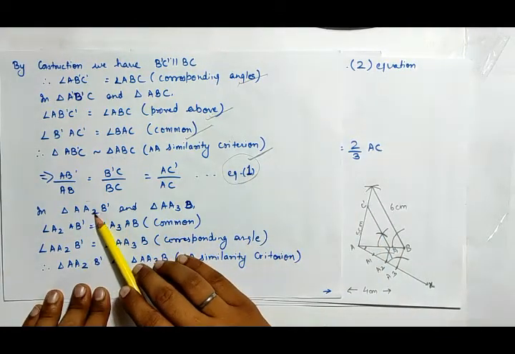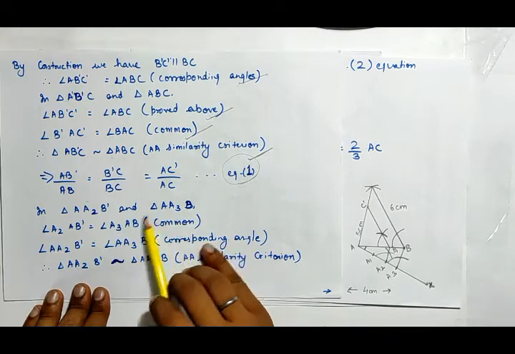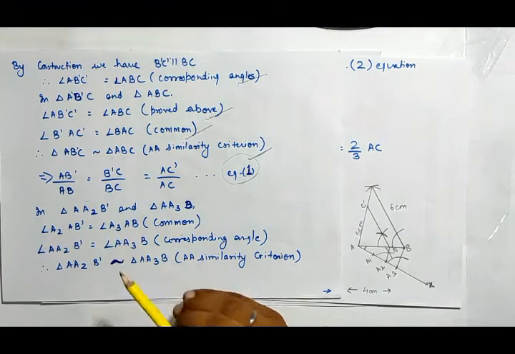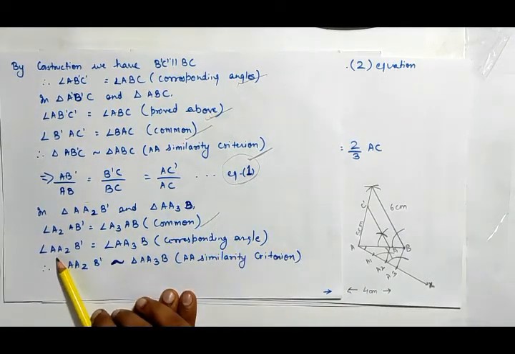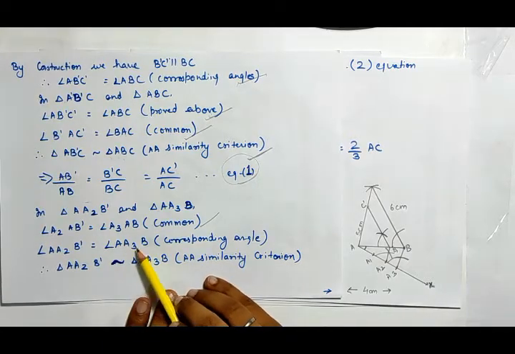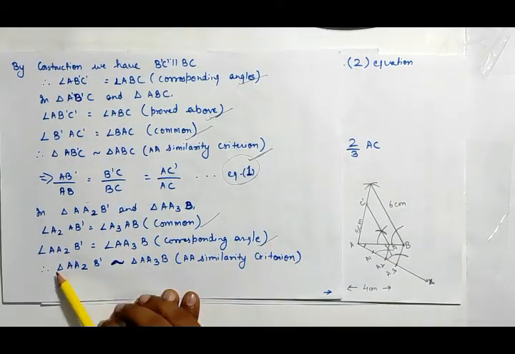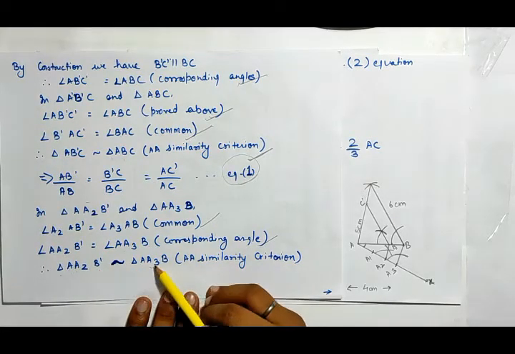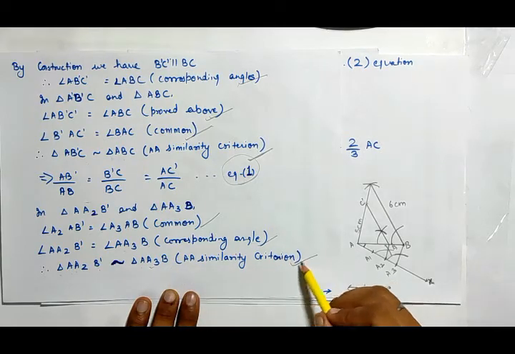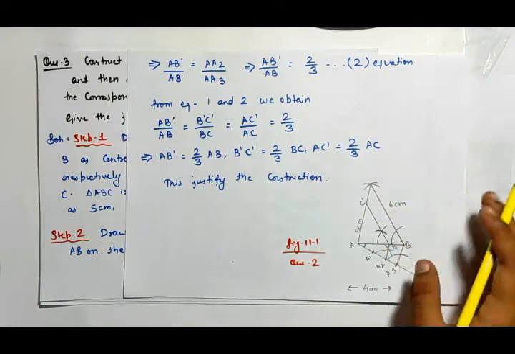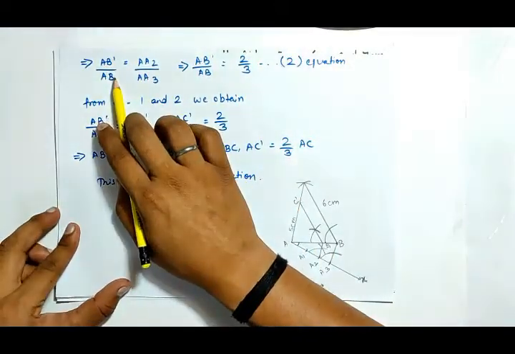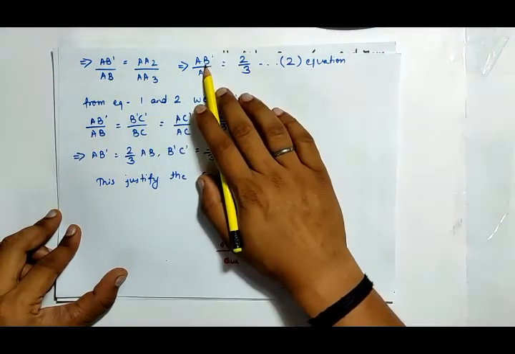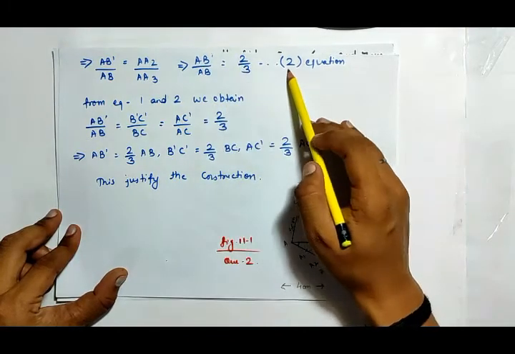In triangle AA2B dash and AA3B, angle A2AB dash is equal to angle A3AB, that is common. Angle AA2B dash is equal to angle AA3B, that is corresponding angle. So triangle AA2B dash is similar to triangle AA3B by similarity criterion. After that, AB dash upon AB is equal to AA2 upon AA3, which is equal to 2 upon 3, that is equation 2.